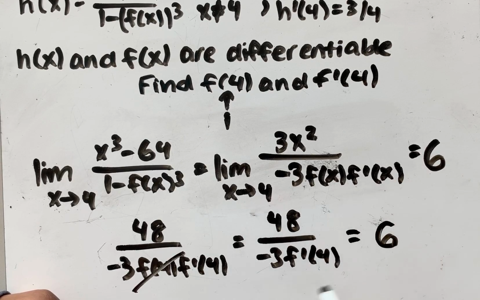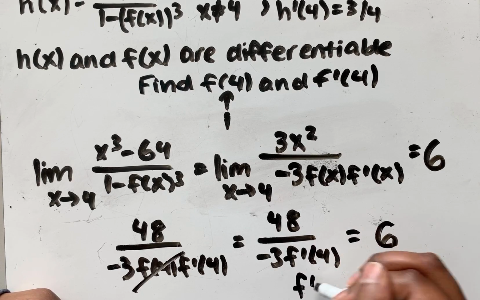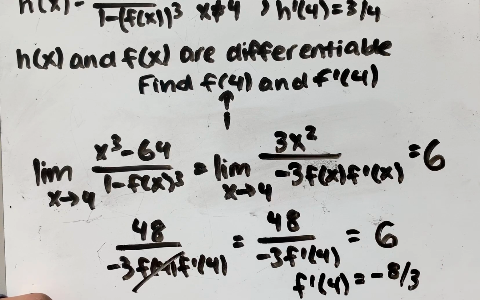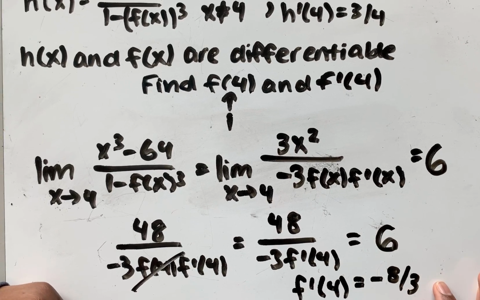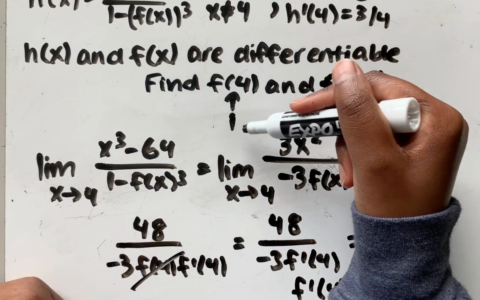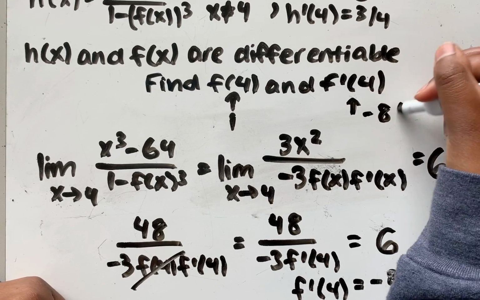So now we just solve for f prime of 4, because we know 48 over negative 3 f prime of 4 equals 6. And doing so, we find that f prime of 4 equals negative 8 over 3. So by using L'Hopital's rule, we found that f of 4 equals 1 and f prime of 4 equals negative 8 over 3.